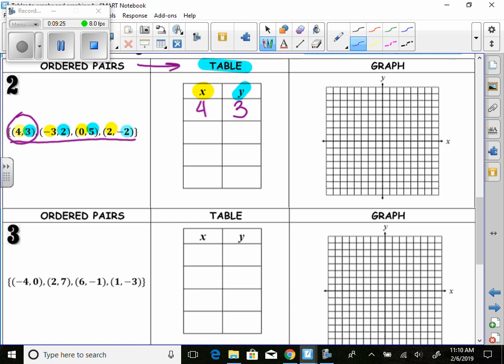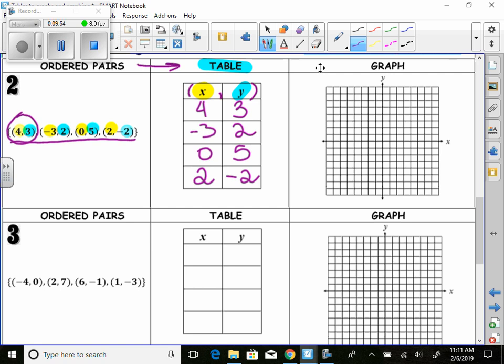The second point is negative 3, 2. X is negative 3, Y is 2. 0, 5. X is 0, Y is 5. 2, negative 2. X is 2, Y is negative 2. So the only thing there is to do is to plot them. So we do have these 4 different pairs in the table, and we'll just go straight from the table.